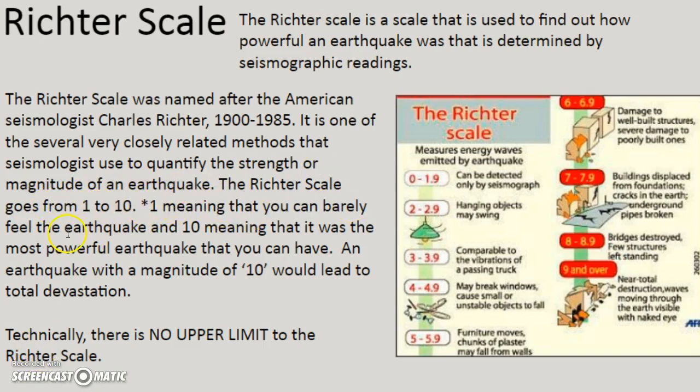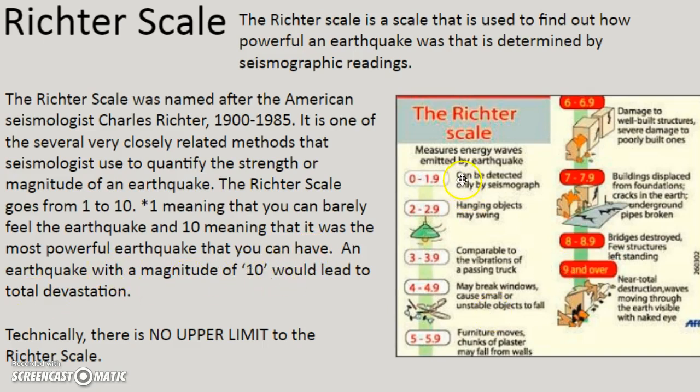1 meaning you could barely feel the earthquake. It's not likely to do much damage at all. It can be detected only by a seismograph. But a 10 meaning that it was the most powerful earthquake that you could have. It would be an upper limit. An earthquake with a magnitude 10 would lead to total devastation.